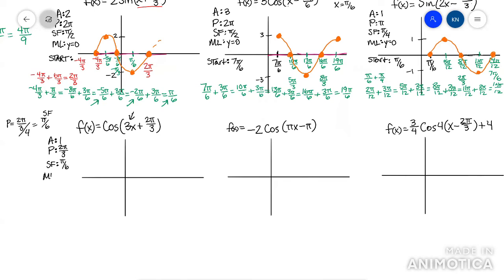The midline, there's no shift at the end, so it's just y equals 0. And then the start, if you set 3x plus 2 pi over 3 equal to 0 and solve it, you get negative 2 pi over 9 here.